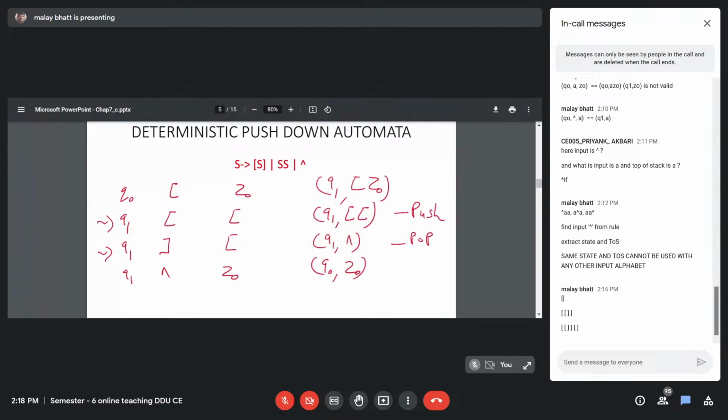Now, at last, when we have used all the elements, Q1 null Z0 will give us Q0 Z0. There is a specific reason for that: we have only one accepting state here, and that is Q0. Q1 null Z0 gives us Q0 Z0, where Q0 is the accepting state. So let us see why we are writing it like this.